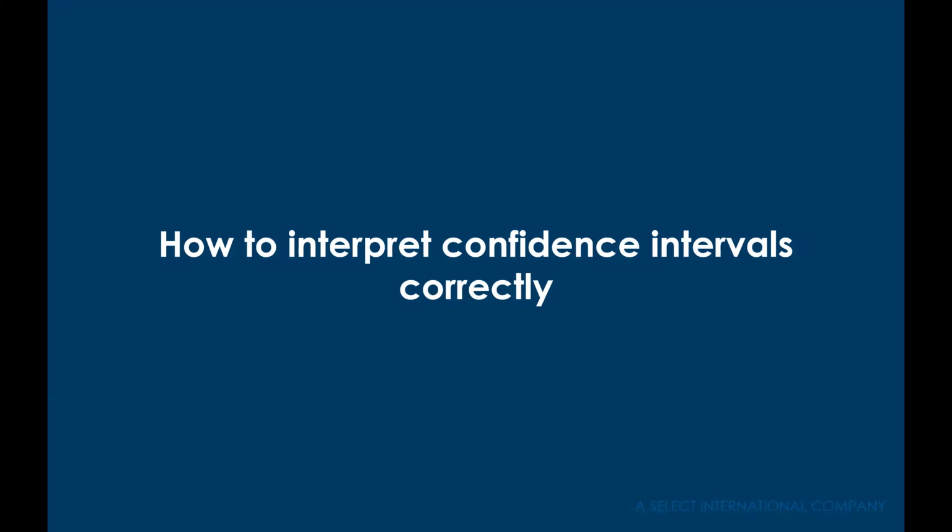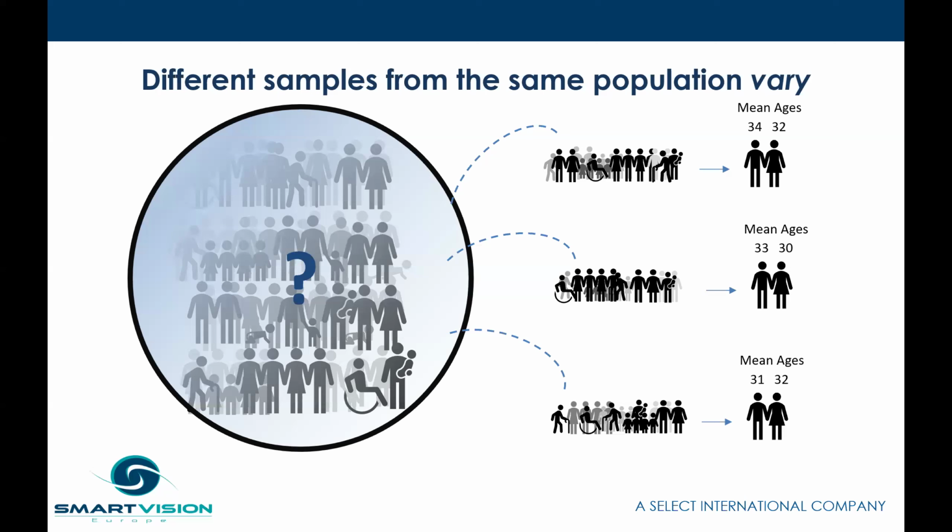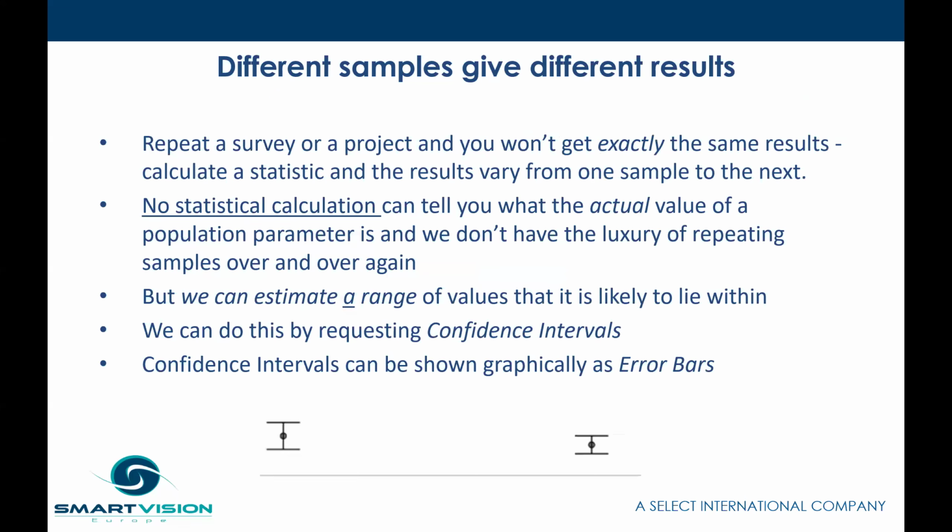So a gentle introduction to that is to think in terms of confidence intervals and use something called error bars. Now, confidence intervals takes us back to this business of comparing averages, because that's what they're most commonly associated with. Different samples vary from the same population, as we know that. So different samples from the same population tend to vary. If you repeat a survey or a project, you're not going to get exactly the same results.